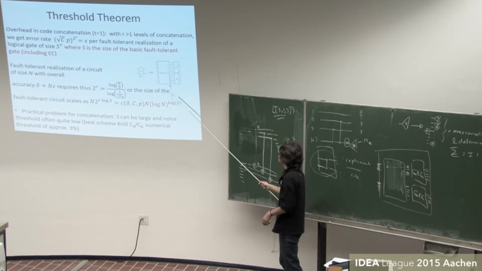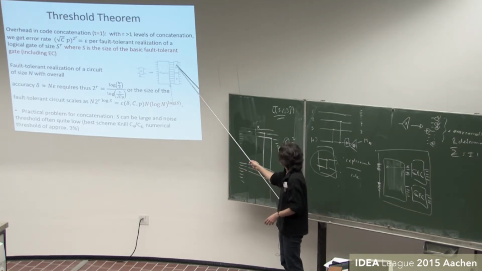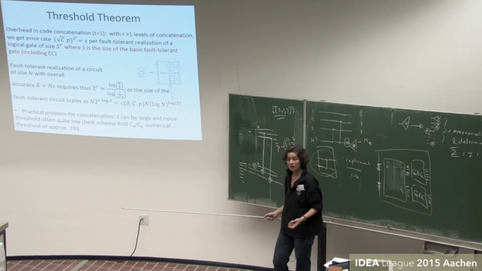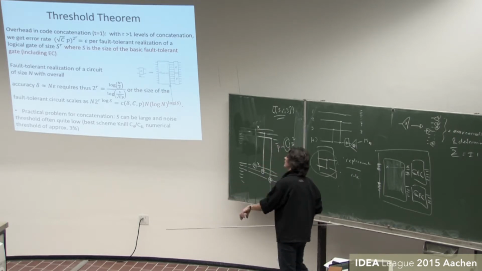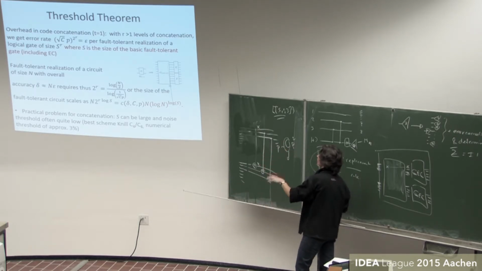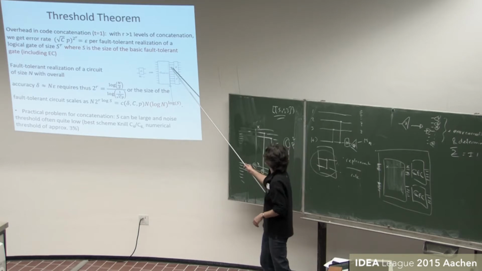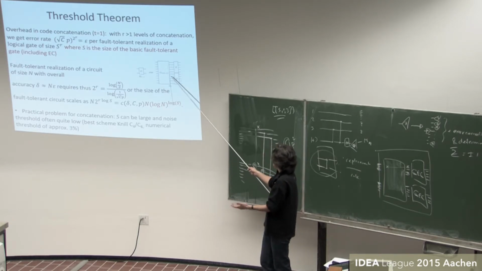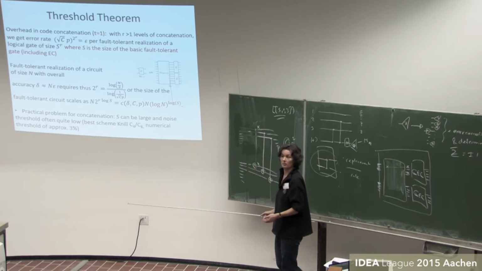And we repeat that, right? So for those little elementary gates in that circuit, we again replace each 2-qubit gate by 2 blocks of 7 and the fault-tolerant version of the gate that you're looking at and an error correction step.